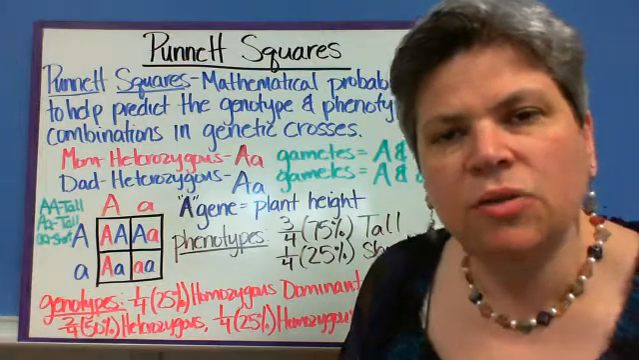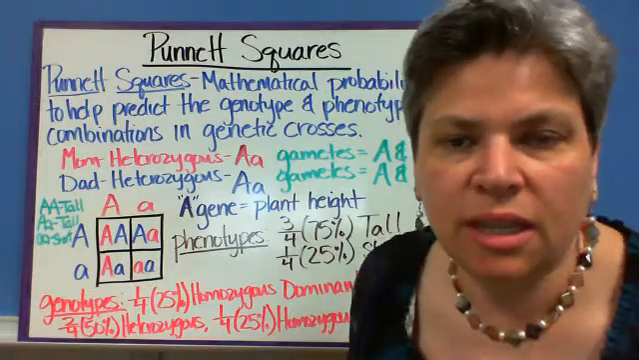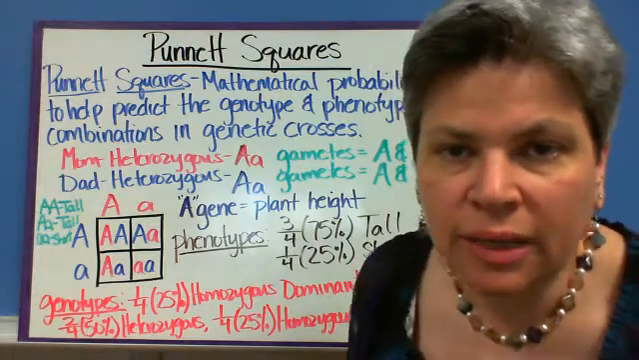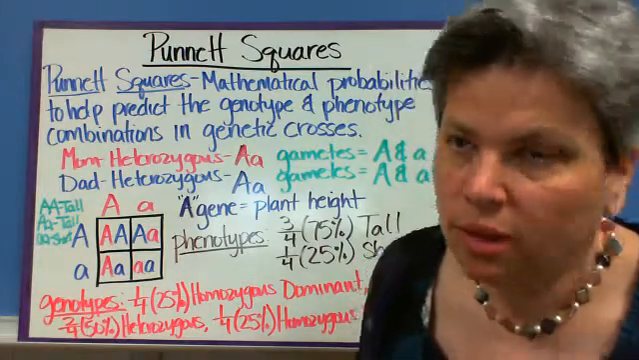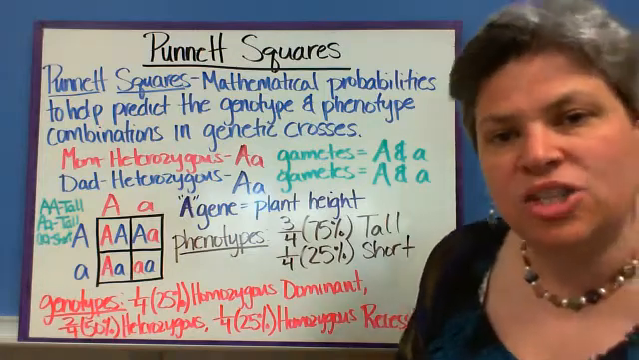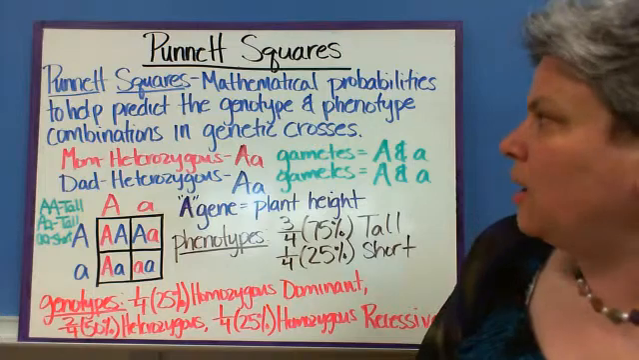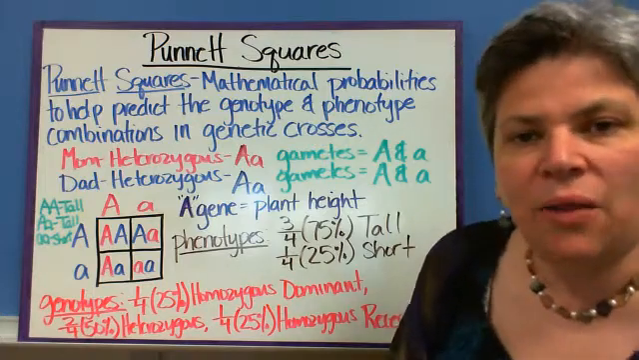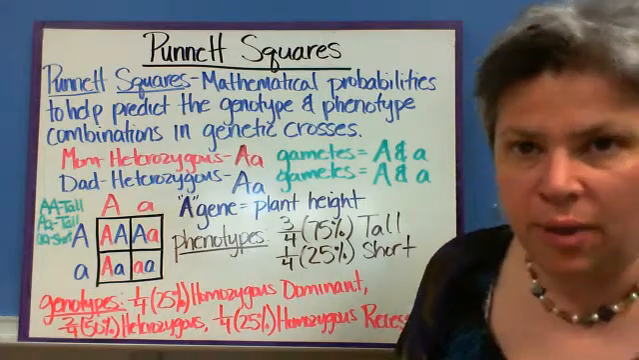Today we're going to continue looking at our introduction to genetics and the work that Mendel did. To continue looking at Mendel's work, what we need to talk about are Punnett squares. Punnett squares show us the mathematical probability to help predict the genotype and phenotype combinations in a genetic cross. So we need to look at how to actually go about completing a Punnett square.